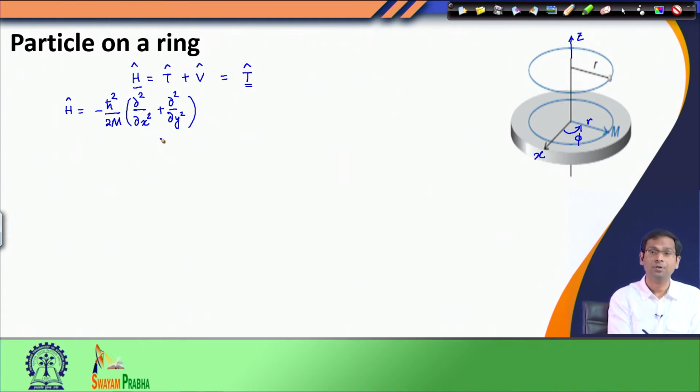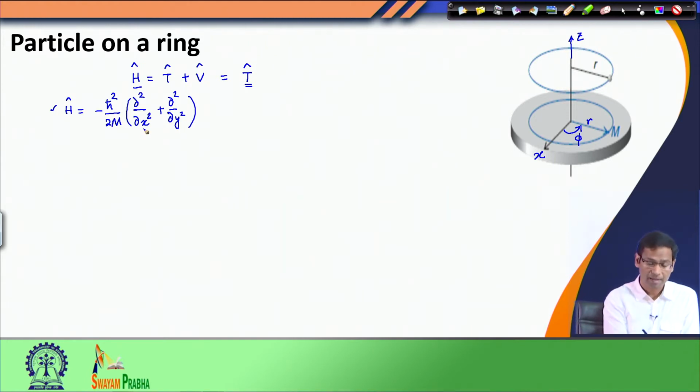Please note, since both x and y axes are operational, instead of using a normal derivative, I am using partial differentiation over here. So, this is my kinetic energy operator, which is also the total Hamiltonian. Now, with this kind of operator, I could have described, for example, a particle going along a square or a rectangular box. However, in this case, it is going along a ring. So, it is showing a circular or rotational motion.